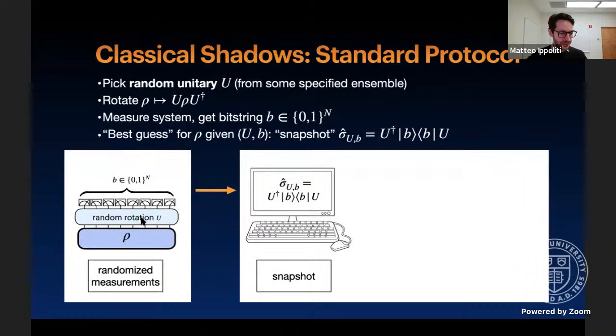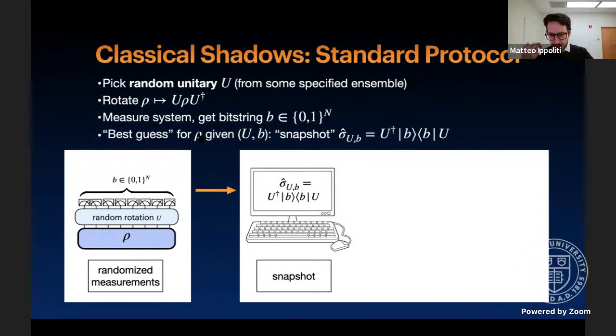And so if we do that, we get a bit string, a string of ones and zeros, that we can then feed into our classical simulation along with the basis choice. So we chose a basis, which is this unitary U, and then we got an outcome B. And then we try to make our best educated guess as to what the state rho might have been before we did all of this.